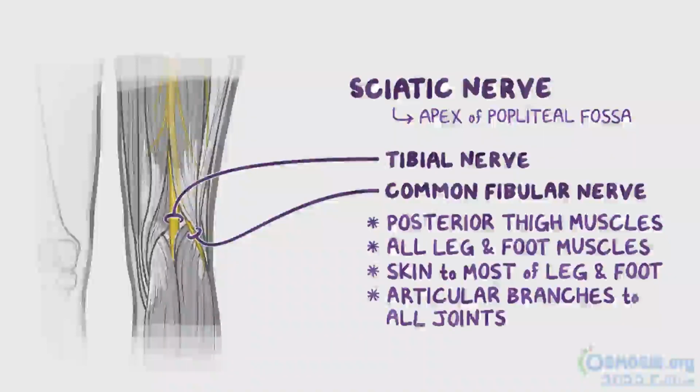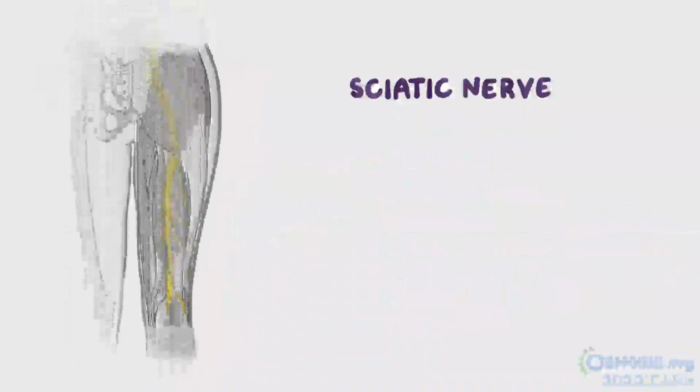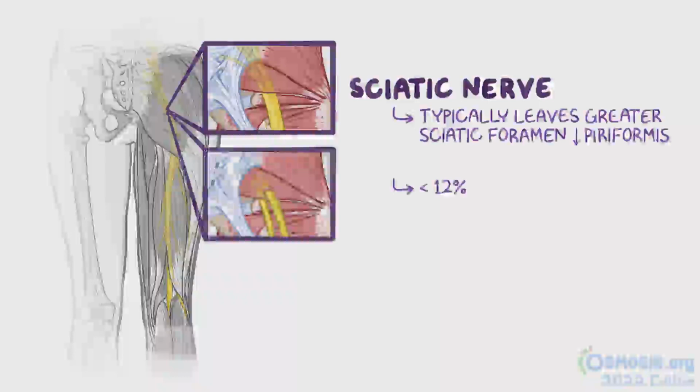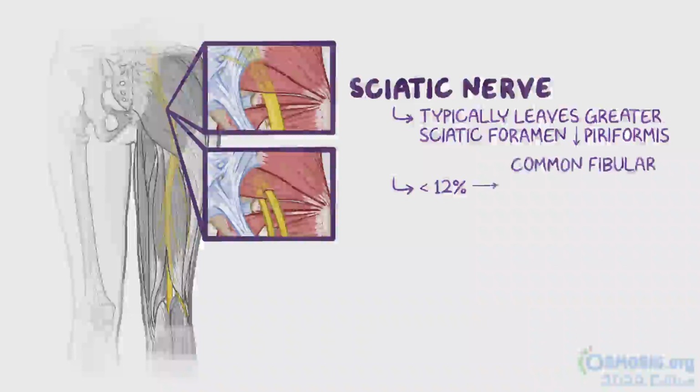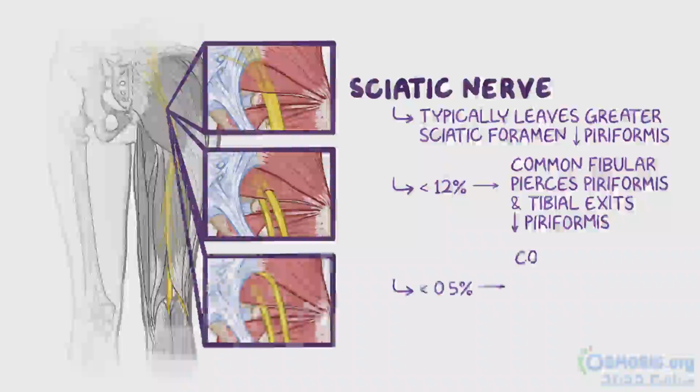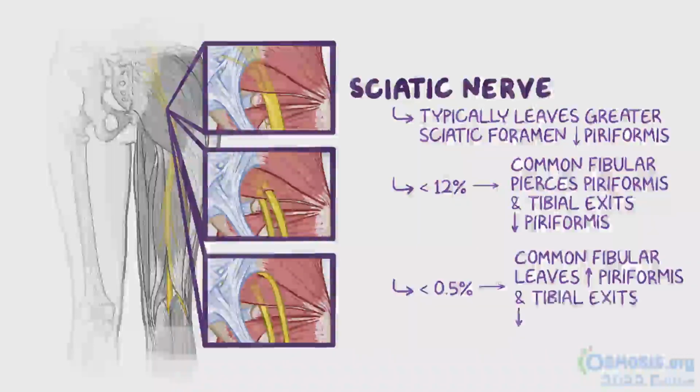As a side note, it's important to note that the sciatic nerve can have anatomical variations. As said before, it typically leaves the greater sciatic foramen below the piriformis. However, in up to 12% of individuals, the sciatic nerve divides before exiting the greater sciatic foramen, and its common fibular division pierces the piriformis as it leaves, compared to the tibial division, which still exits below the piriformis. In a very small 0.5% of individuals, the common fibular division will actually leave the greater sciatic foramen above the piriformis, and the tibial division still leaves below the piriformis.